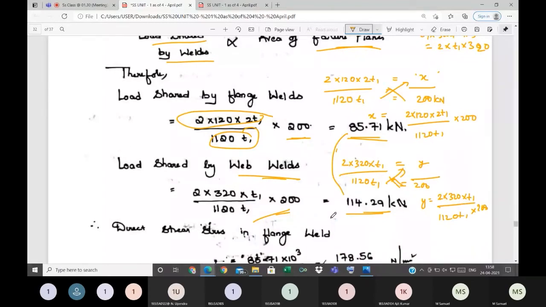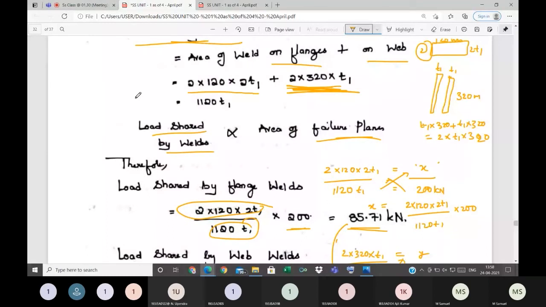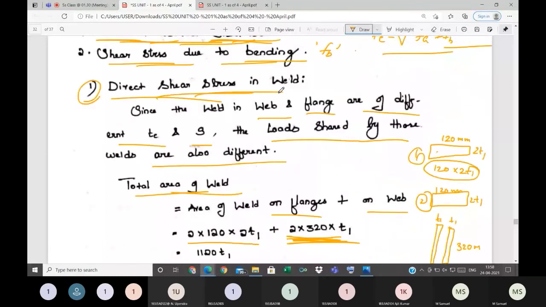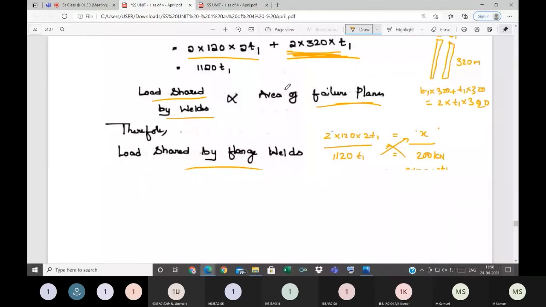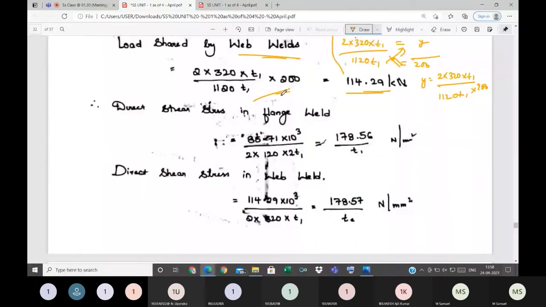Okay, so we are trying to find out the first kind of stress. What is that? Direct shear stress, force divided by effective area. As the load being taken by them is different, the stresses are also going to be different. So the direct stress in the flange weld will be equal to the load that it is taking, that is 85.71 into 10 to the power of 3 newton, divided by the area of the flange weld. So you get this. Of course, you don't know what the T1 value is, so it has to remain that way.